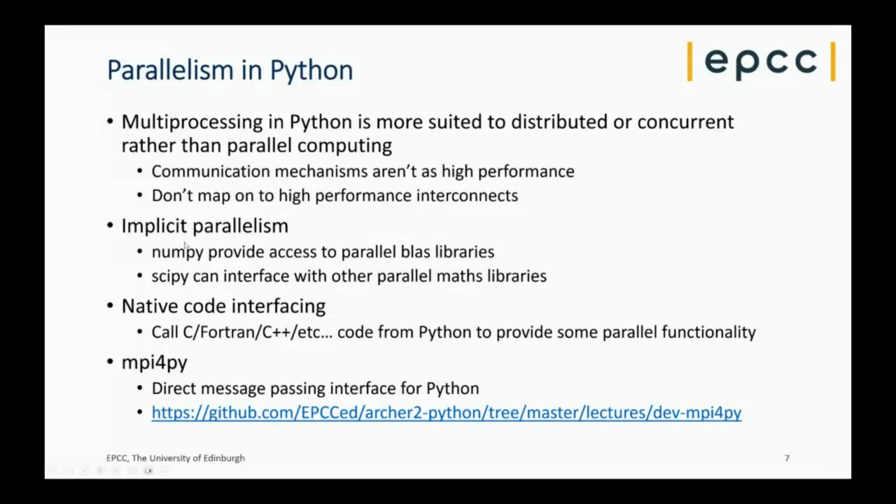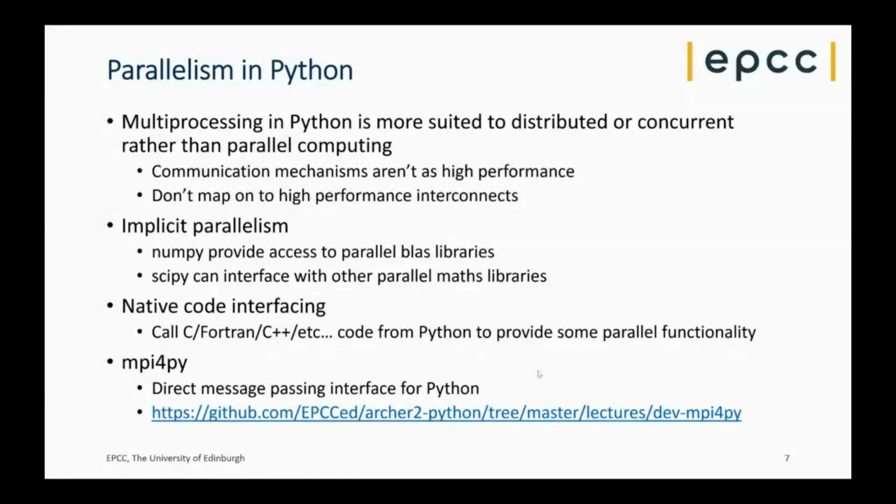You can also write your own native code interface, so you could write code in C or Fortran or C++ or something else, and then write a binding between Python and C, and do the work in the lower level language, and then pass the data backwards and forwards, and then use a lower level language to do the parallelization and communications. And then there is the MPI for Py library, which gives you a direct interface into doing distributed memory across multiple nodes using Python, using exactly the same sort of configuration and functionality we would do in Fortran or C or C++.